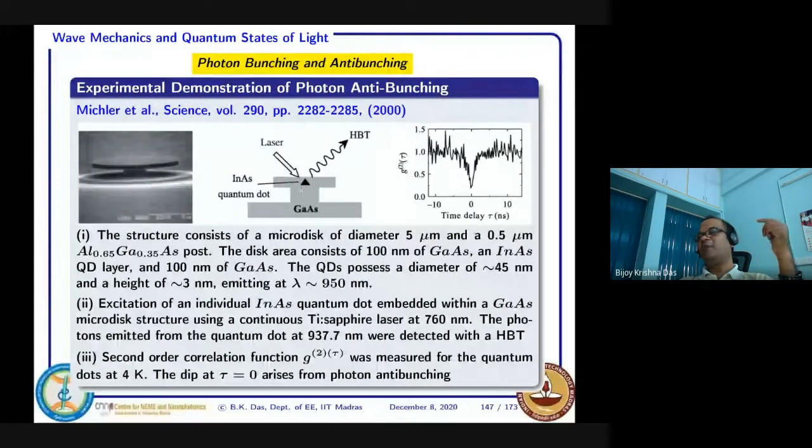For an electron-hole pair to recombine and give photon emission, silicon, for example, is not a good laser diode. So here also you need a direct band gap semiconductor. That's the whole idea.